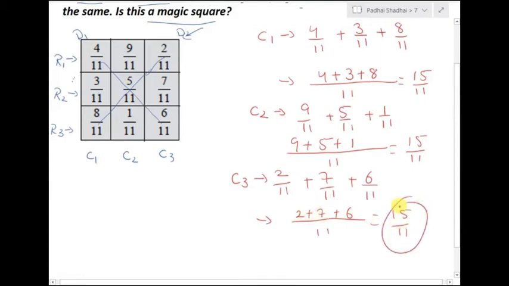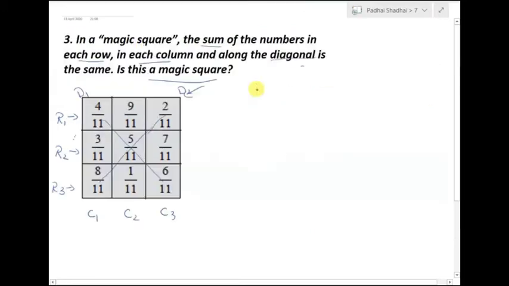See here, for all the rows and for all the columns also the answer is same, that is 15 by 11. Still we have to check for the diagonals. Let us check for the diagonals. D1, that is 4 by 11 plus 5 by 11 plus 6 by 11. Again base is same, so we need not take LCM here also. We will directly write the 11 in the denominator. 4 plus 5 plus 6. 4 plus 5, 9 plus 6, 15. Again the answer is 15 by 11.